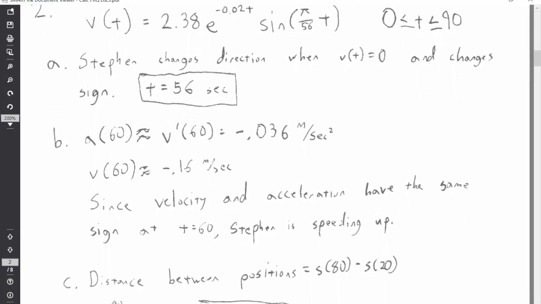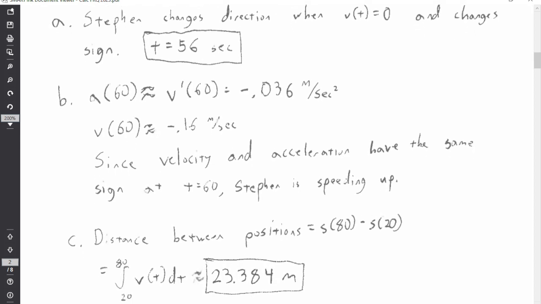And to find s of 80 minus s of 20, well, by the fundamental theorem of calculus, that is just the integral from 20 to 80 of velocity. Because you would exactly take the antiderivative, which would be position, plug in 80 minus plug in 20, and that's exactly what we're looking for there. So it would be the integral from 20 to 80 of velocity. This is in meters, by the way, because we have position.